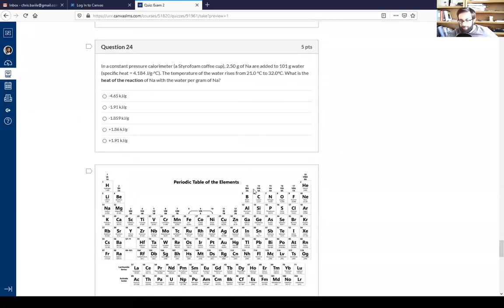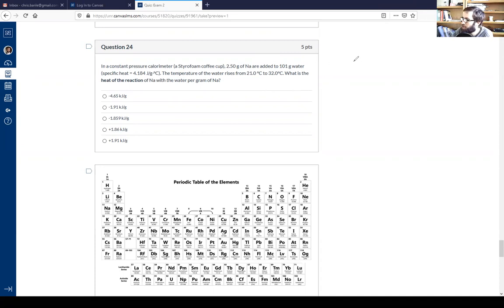Okay, last problem. In a constant pressure calorimeter, a styrofoam coffee cup calorimeter, 2.5 grams of sodium are added to 101 grams of water. Specific heat of water is given to you. The temperature of the water rises a certain amount. What is the heat of the reaction of sodium with the water per gram of sodium?